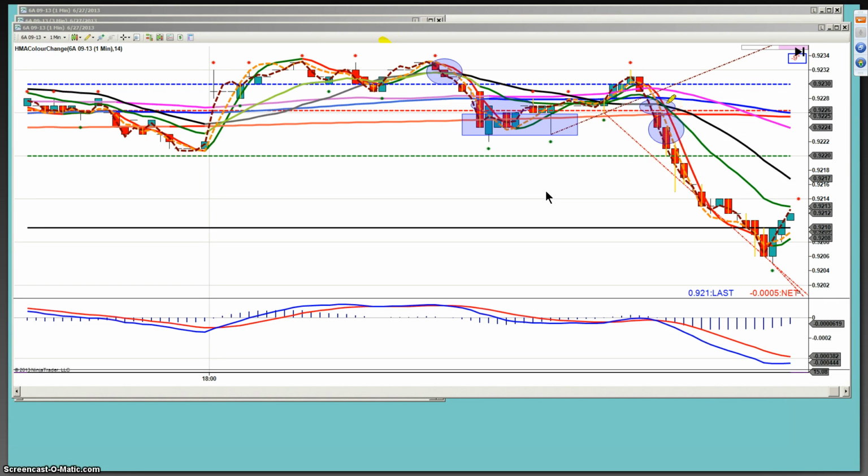And then I come over here and I go, oh, we crossed the 200 SMA. The 13's there. We got all the moving averages going into a fan. We're ready for a trend. Now I'm ready to trade.